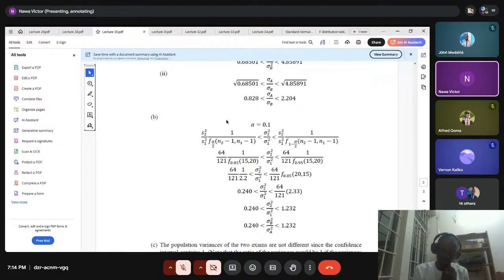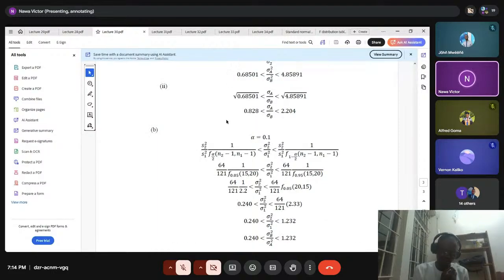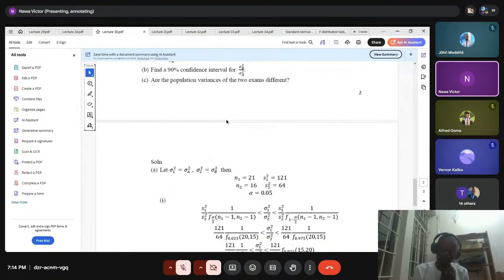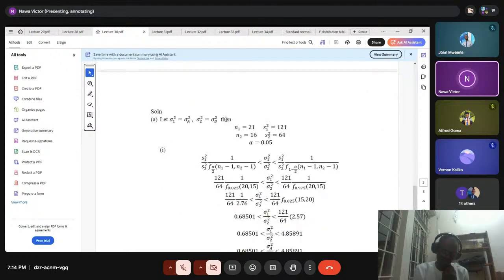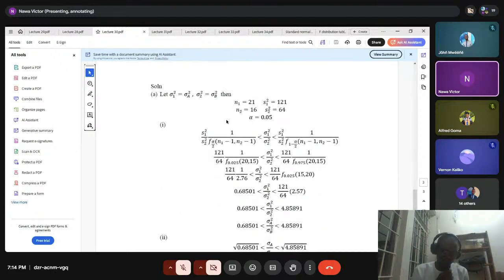Okay? Then finally, part C is we want to check whether the population variances of the exams are different. Okay, so let's look at this confidence interval here. What do you think? Can this interval help us answer that question? Are they different?